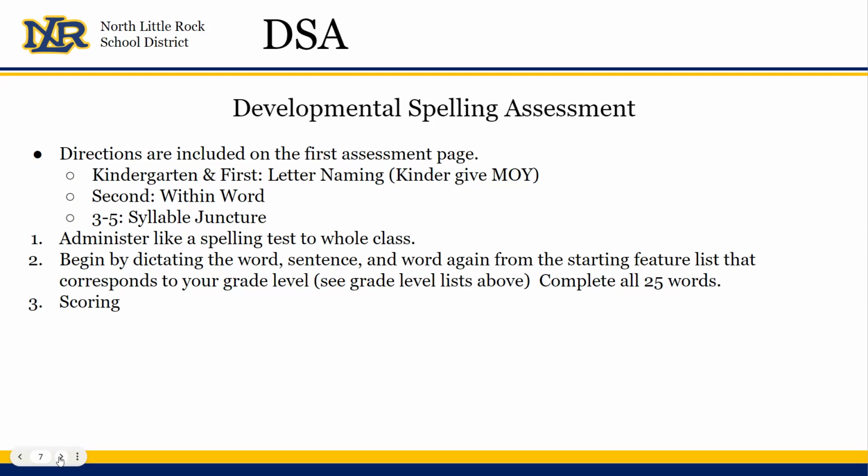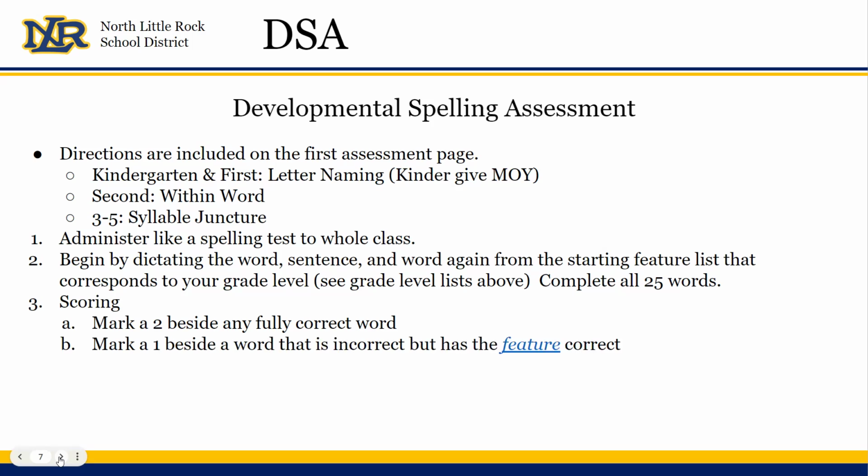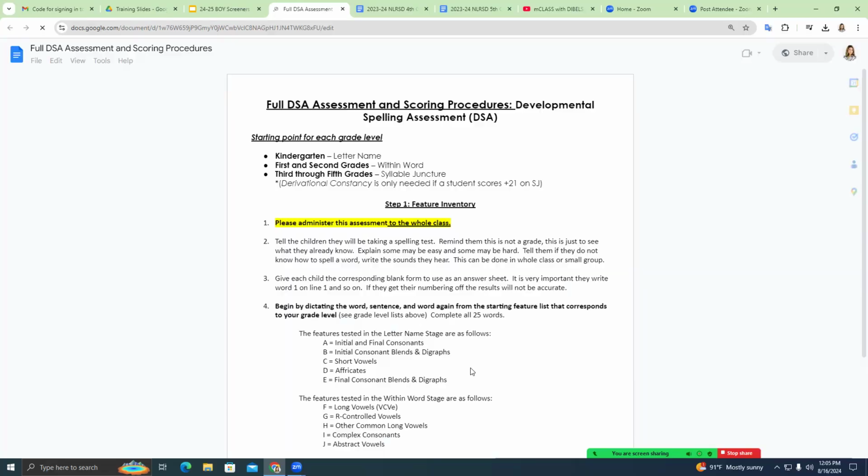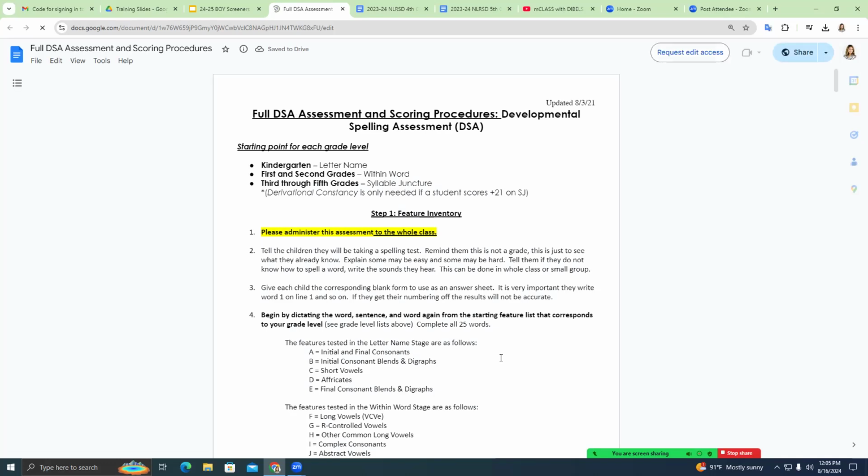Next, you'll take your tests up and score them. As you're looking at your tests, if the word is fully correct, put a number 2 beside it. If a word is partially correct, but it only has the feature correct, I'll tell you about that in a minute, you'll mark a number 1 beside it. If the word is fully incorrect, put a 0 for nothing. The feature of a word is something that we are looking at inside the word.